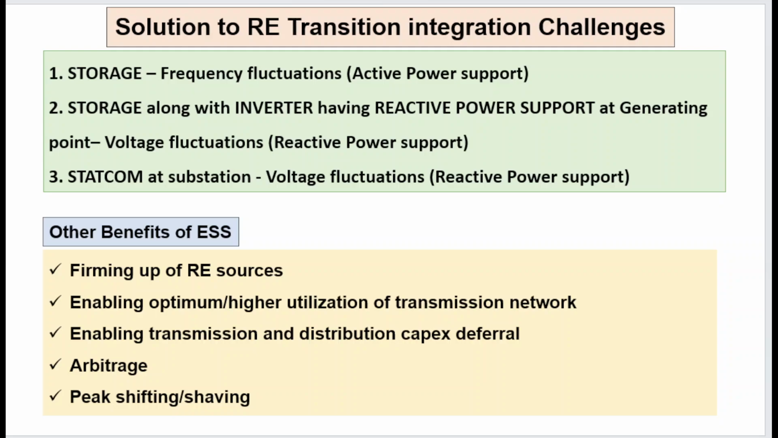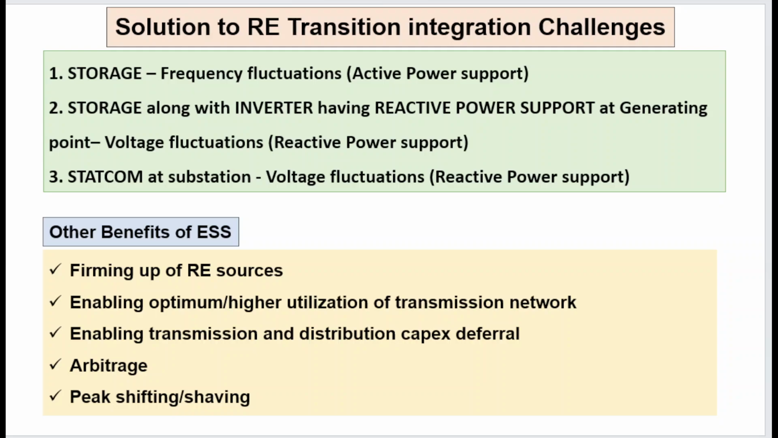Then we have arbitrage also. Arbitrage basically means that we can earn some revenue by utilizing the fact that the power from the energy storage will be different at two instances of time. So at off-peak times the storage power will be cheap, and at peak times the storage power will be more. So we can store the energy during off-peak times, and we can supply it to the grid during peak times.